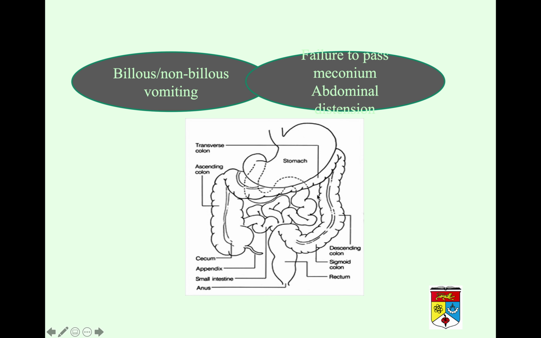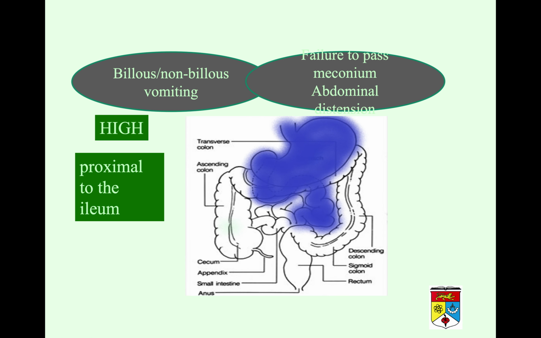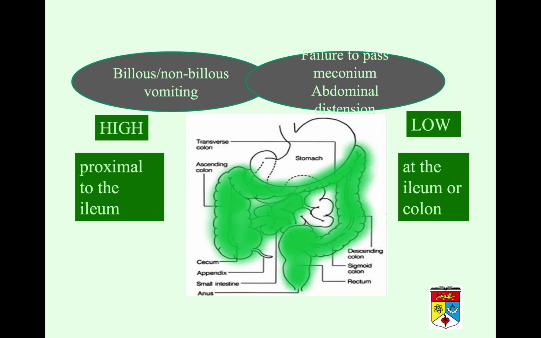So why is it important? Normally a patient who comes in with a proximal or high bowel obstruction will present with bilious or non-bilious vomiting, because we know the pathology is somewhere higher, covering from the stomach down to the ileum. But patients with a lower bowel obstruction will come in with abdominal distension and failure to pass meconium, because the problem is distal, more towards the distal ileum and also involving the colon.